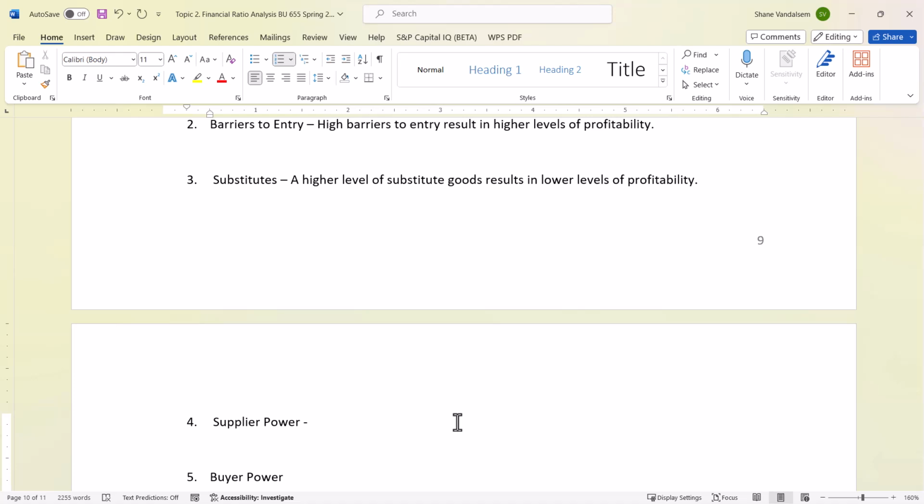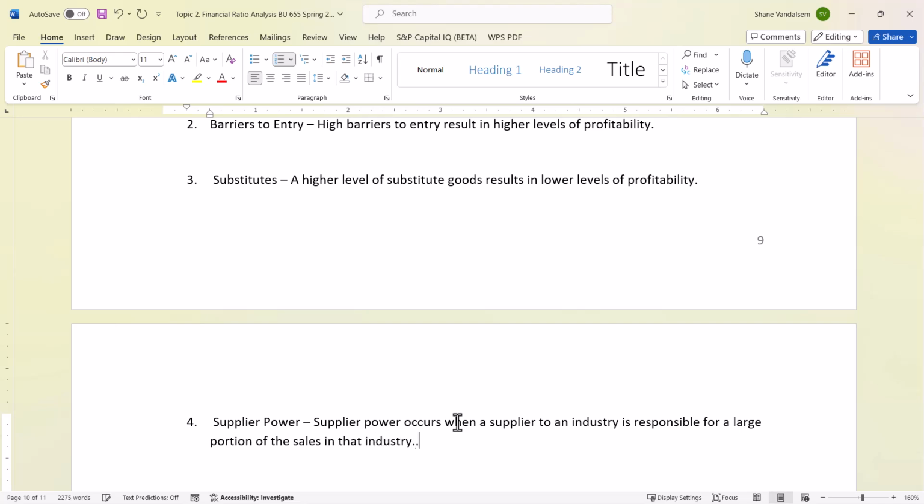So supplier power occurs when a supplier to an industry is responsible for a large portion of sales in that industry. A good rule of thumb is that no supplier should be responsible for more than 20% of sales within an industry.